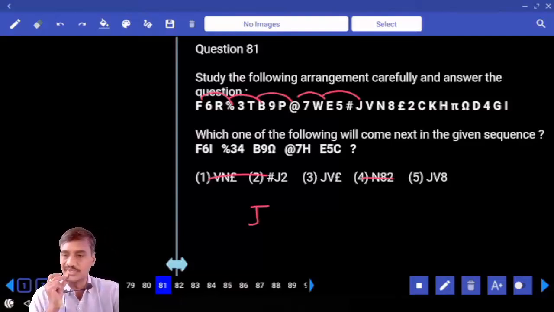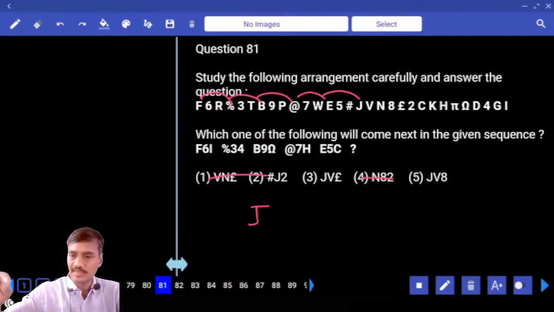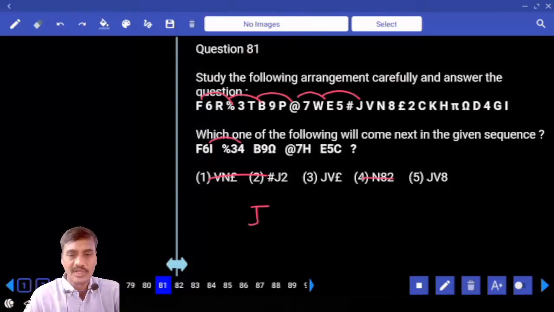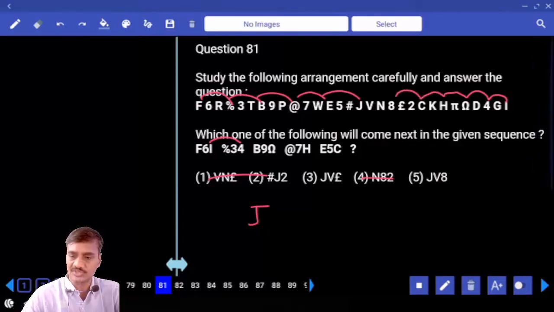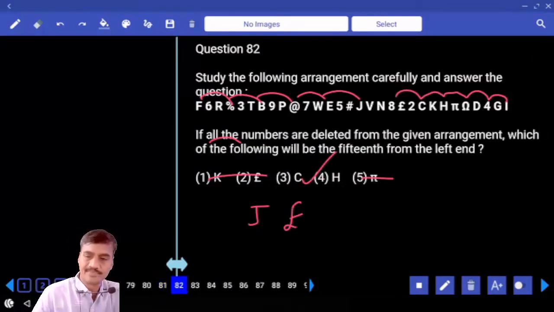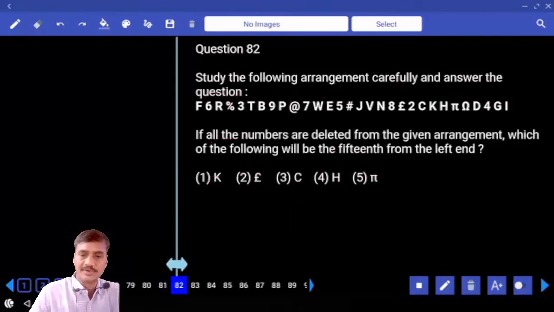Now in the last one, starting with the pound. Pound and I and 4. Tell me the relation between I and 4. Minus 2. And next, 4 and omega, minus 2. Next, minus 2 is H, minus 2 is C, C minus 2 is pound. Hence what is your answer? Choice 381. Then 82.